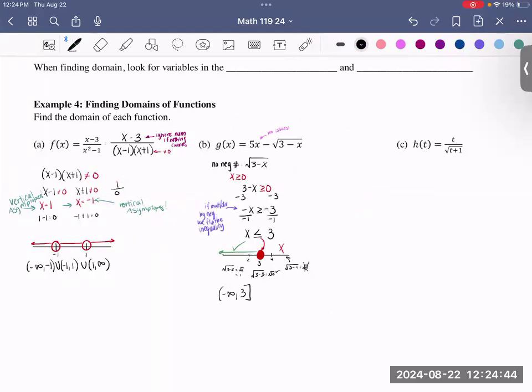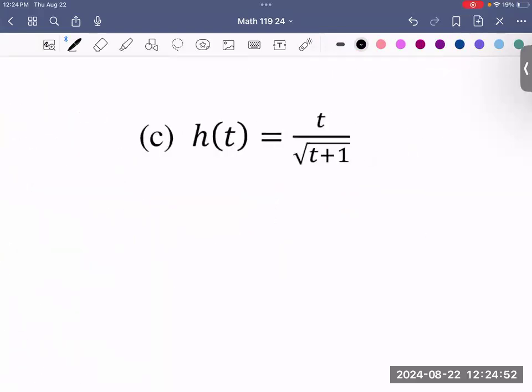Now let's combine these two ideas together. So in part C, we have h of t. And notice that in your numerator, do we have anything to worry about? No, it's just t. There's no square root. There's no funny business going on. So we can go ahead and ignore this.